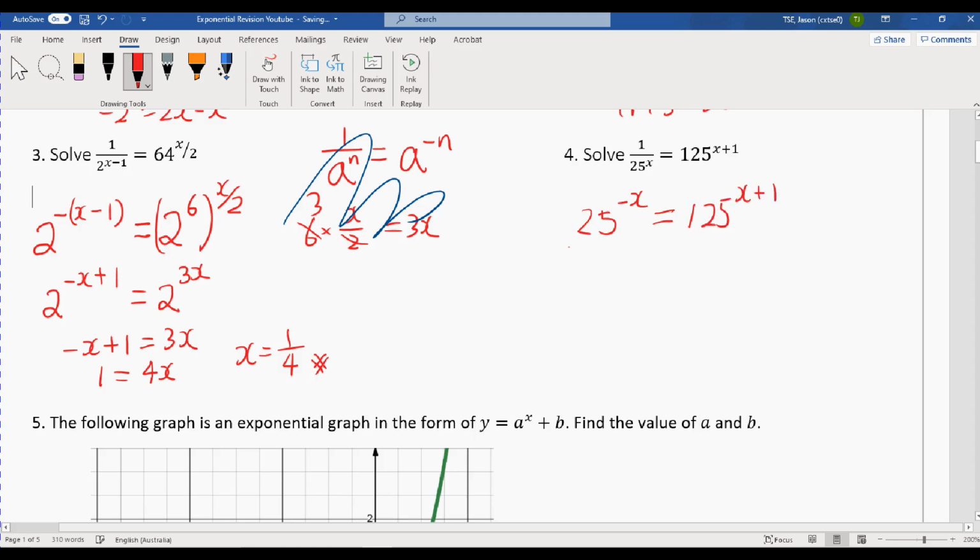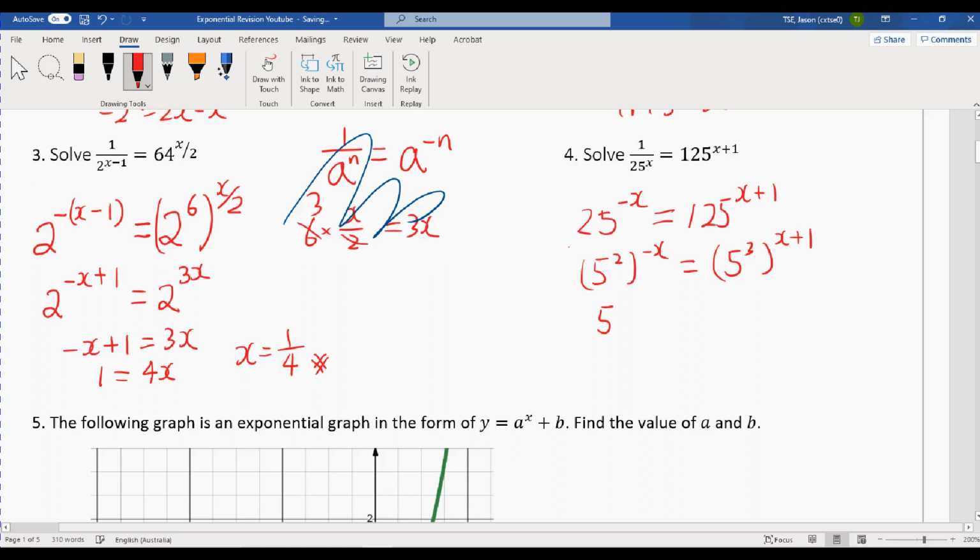Okay, now it's 25, 125. Can 125 be expressed as a power of 25? Yes, but not directly. So you need to think about any common base for 25, 125. Obviously, that 25 is 5 square, right? How about 125? 125 is 5 cube. All right, so let's rewrite that as 5 square to the power minus x, that's 5 cube, bracket x plus 1.